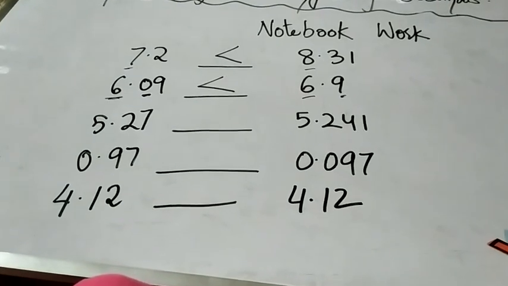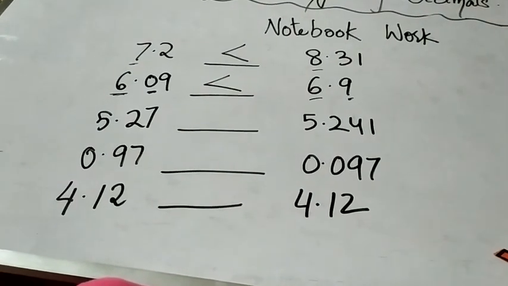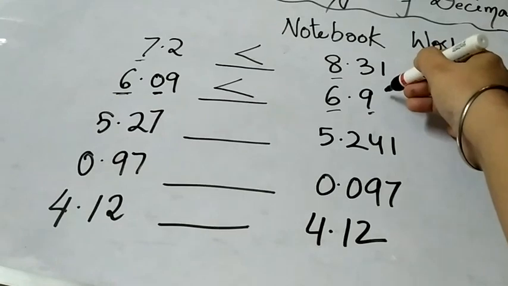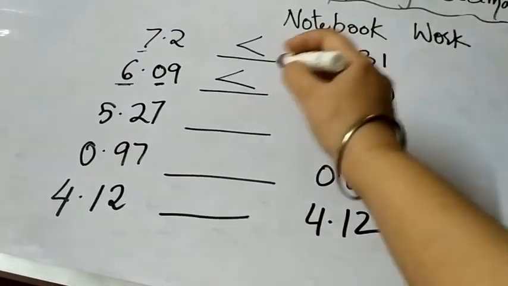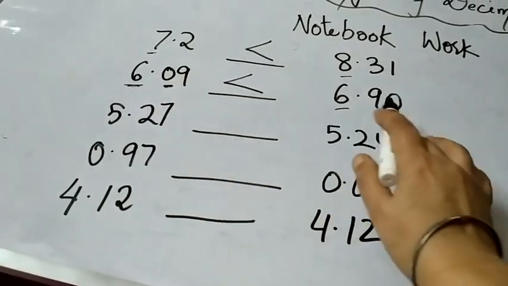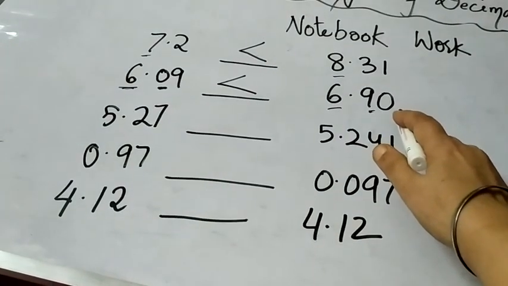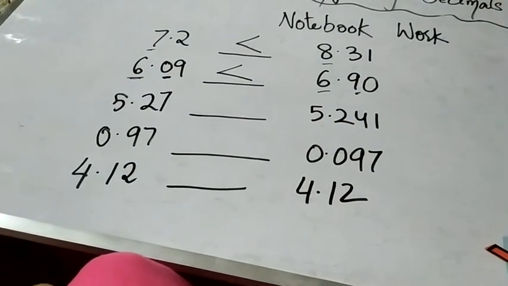If you want to check it by making them like, here we have two digits. You can put a 0 over here. Now they are like. You will see it is only 9 and it is 90. So this one is bigger. Okay.